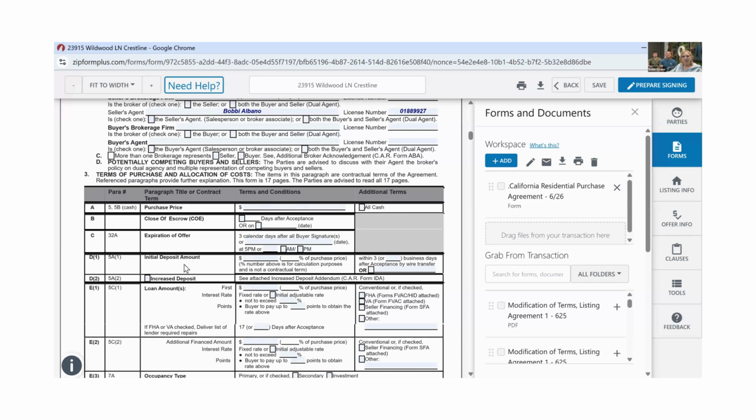All right, initial deposit amount. It has a dollar amount, and then once you put the dollar amount in, it'll give you what percentage that is. Now, what's the typical deposit amount? I would say between 1 and 3%. I would caution anyone not to make the deposit too large.